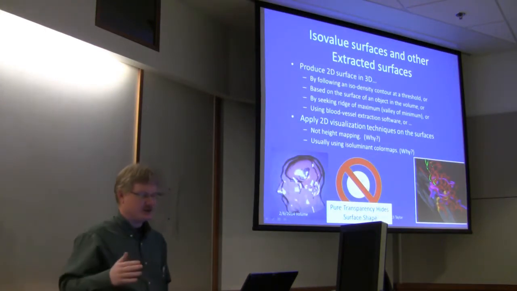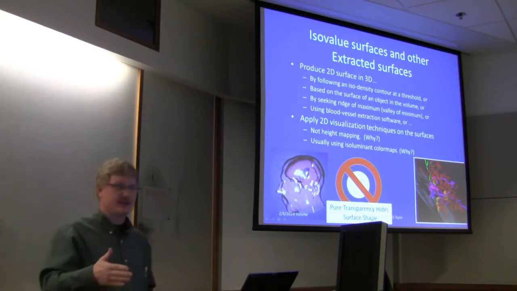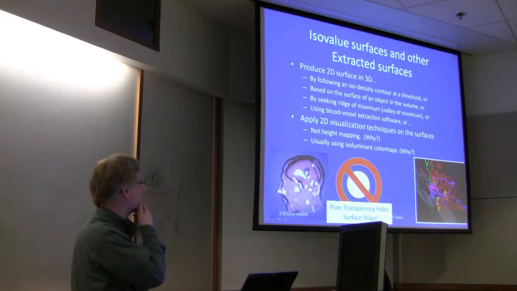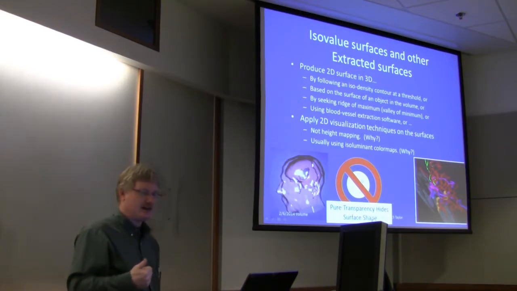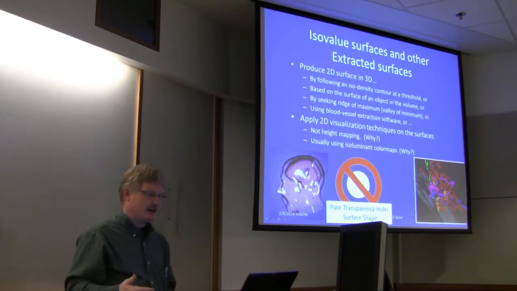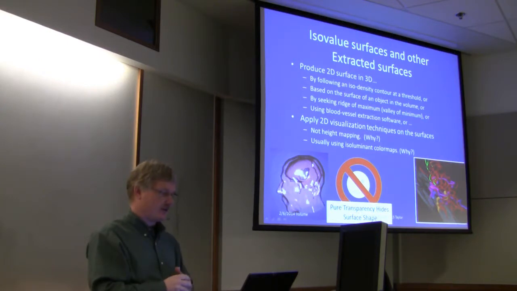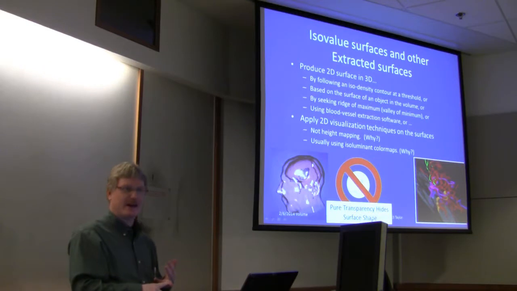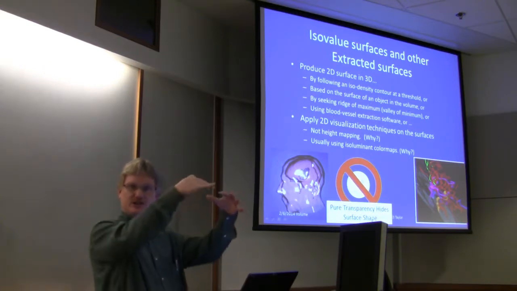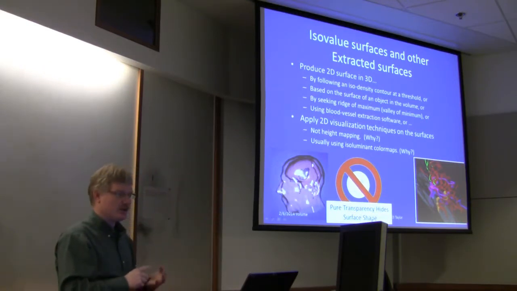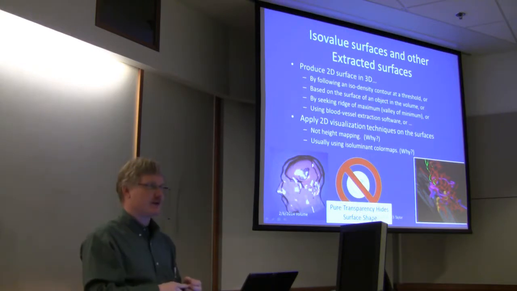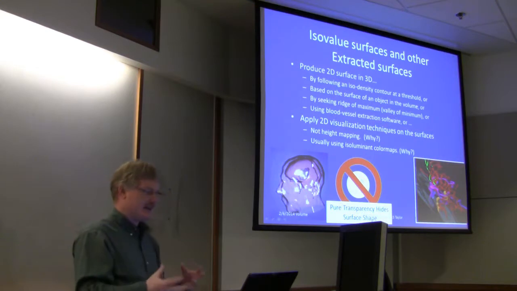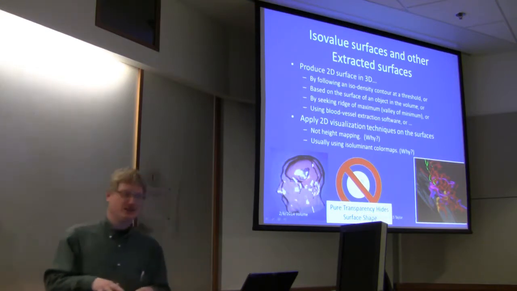All right, but you don't have to just take a 2D surface that's a straight plane through the data set. You can also take one at a particular value of interest. You can use isodensity contours at some threshold based on some surface of an object in the volume. We saw an example earlier of using a valley or ridge of maximum in those fire simulations to understand where the highest were. You can use some blood vessel extraction software, that is image analysis software, or other techniques. All right, and then again, you can apply 2D visualization on the surface.